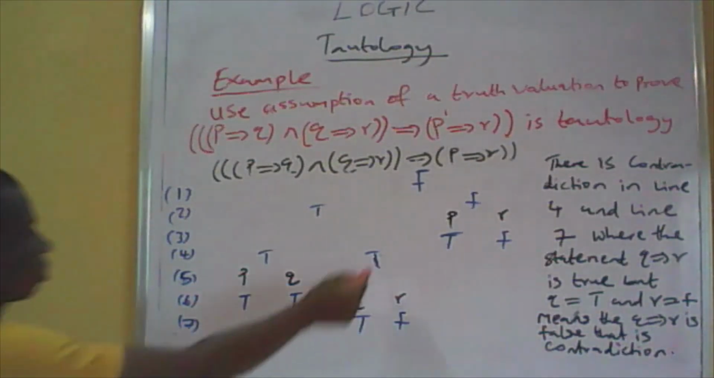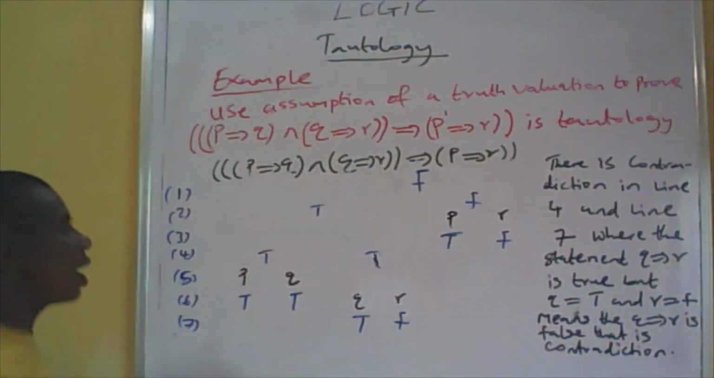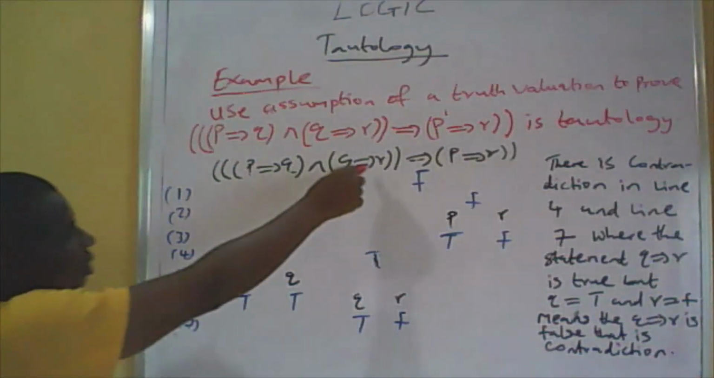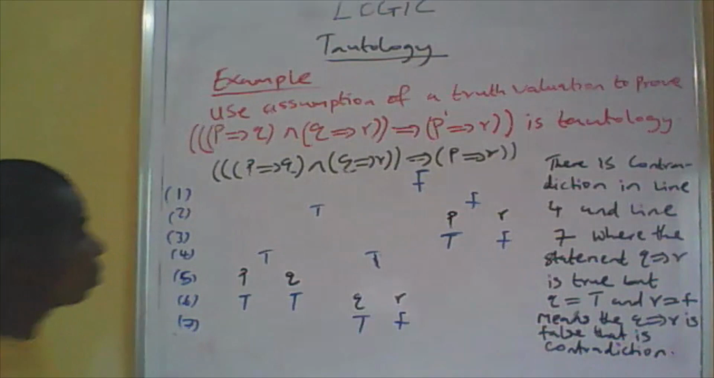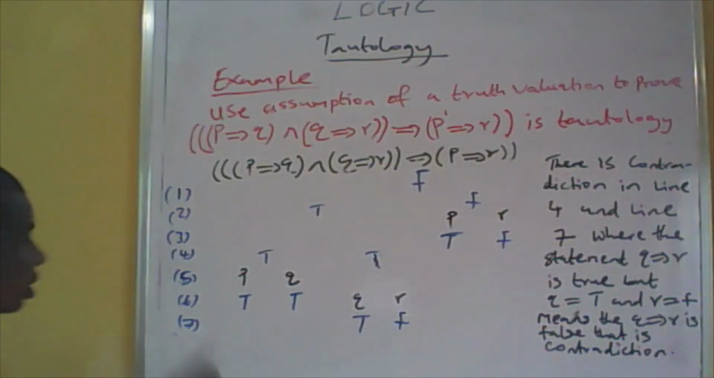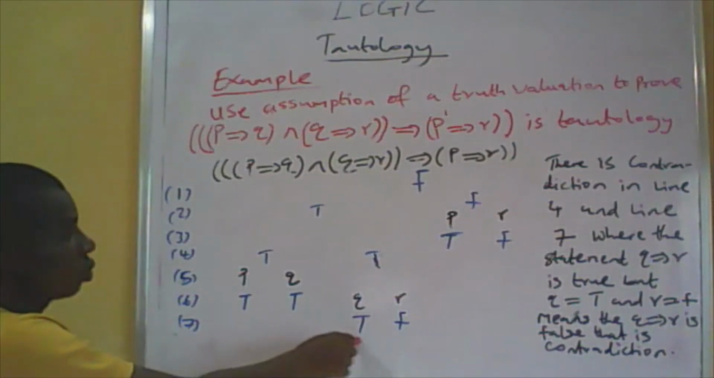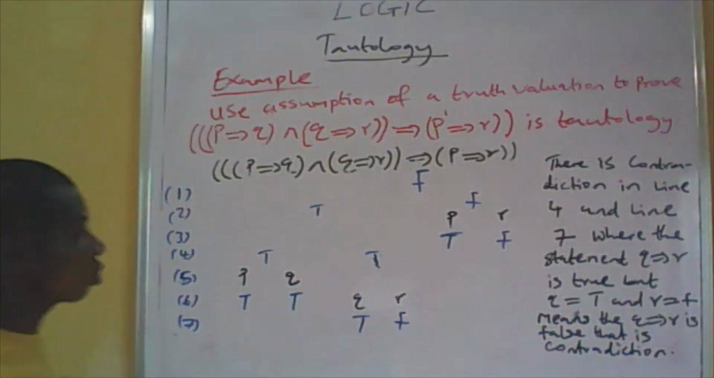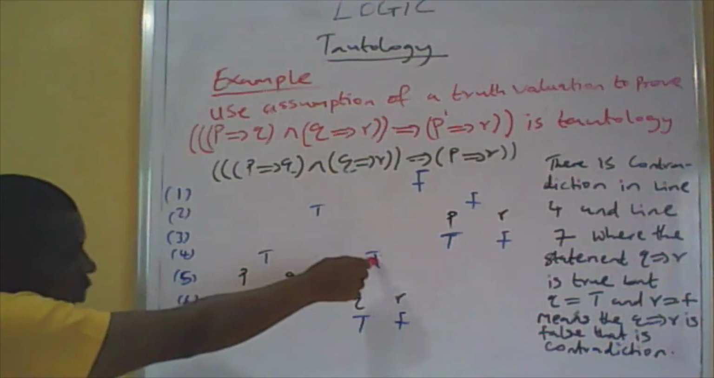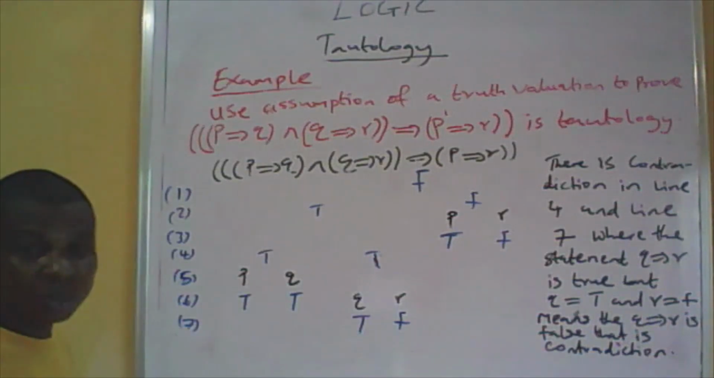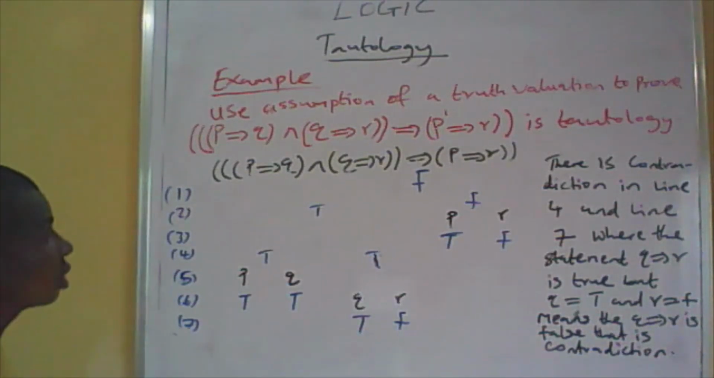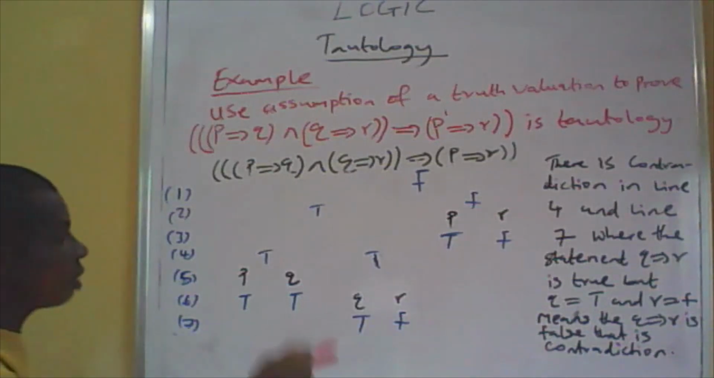That means this line where the statement is true. Then in line 7 where P implies Q is true, because Q is true, R is false, but it's been related to be true. That is a contradiction. So by this assumption, it proves that the statement is a tautology.